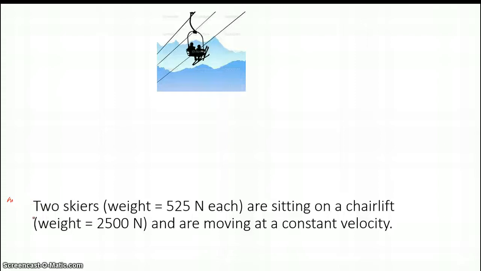For this video, I want to go through some of the answers of the problems that you worked on in class. So for the first question, it mentions two skiers who have the weight of 525 newtons each are sitting on a chairlift with a weight of 2,500 newtons and are moving at a constant velocity. You were expected to focus on the chairlift, write an interaction diagram as well as a force diagram for that.